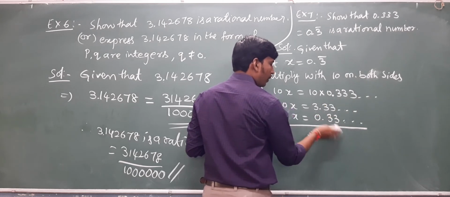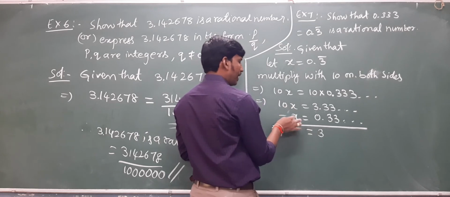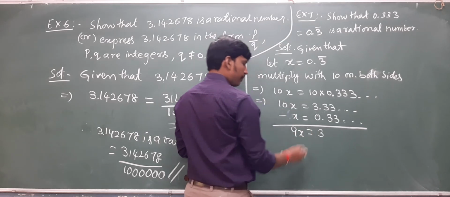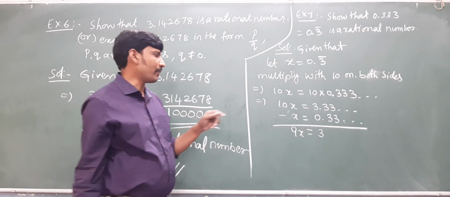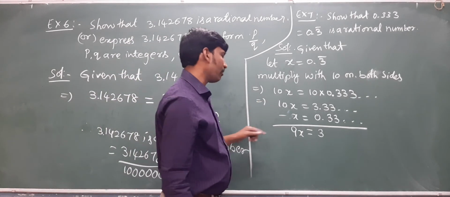3 all will become 0. So 3 minus 0 is equal to 3 only. Clear? Which is equal to 10x minus x is equal to 9x. That is 10 minus 1 equal to 9. x will become x only.